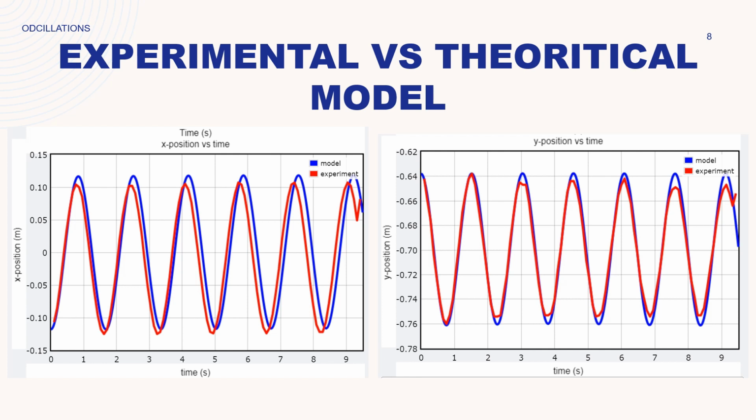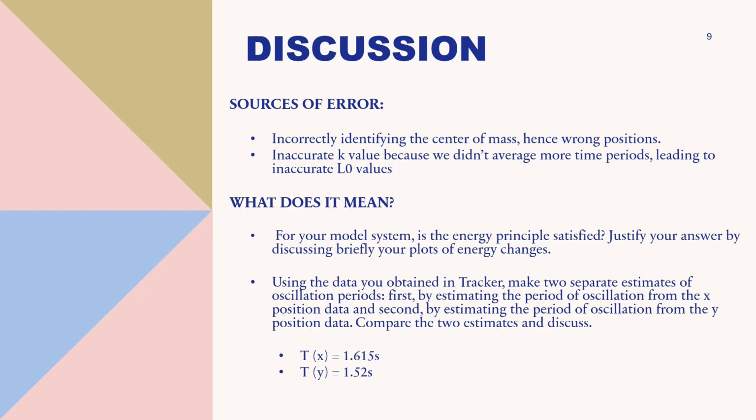Here's the comparison between the experimental and theoretical model. For the x position, we can see that there's a slight shift in our graphs. But for the y position, even though there is no shift, the amplitude is slightly different. And that could be because of multiple errors that we'll be explaining next. But overall, we were able to obtain similar results.